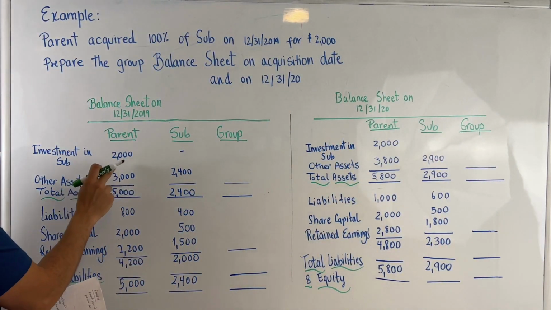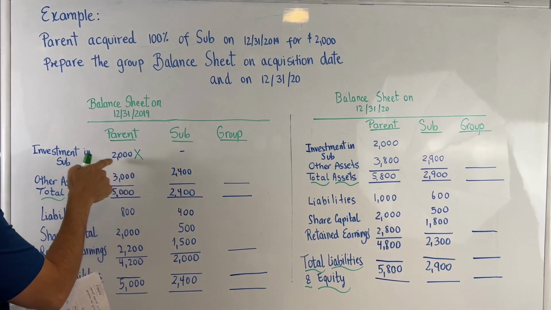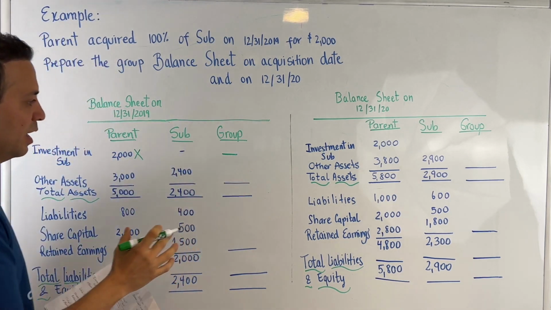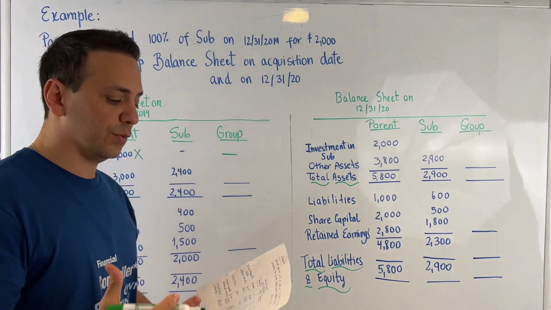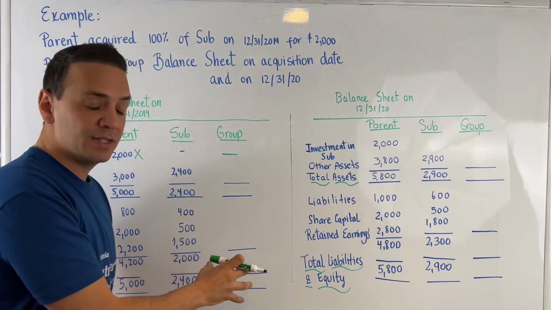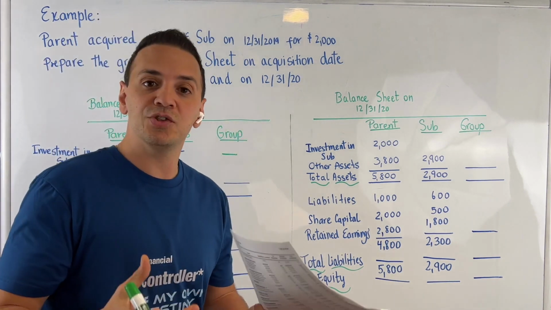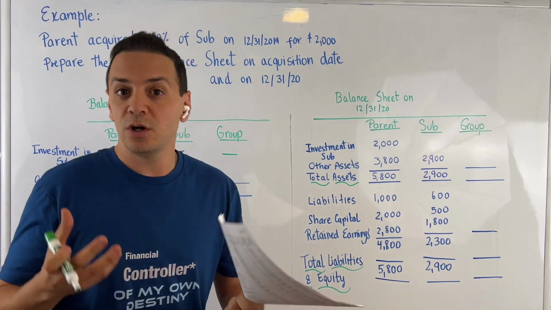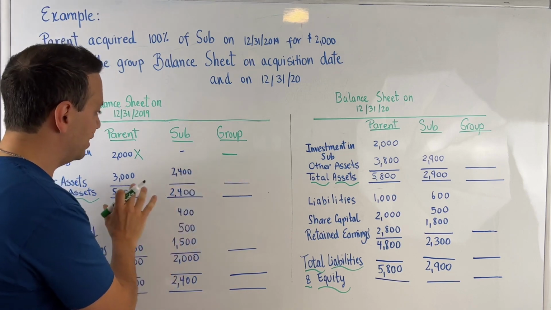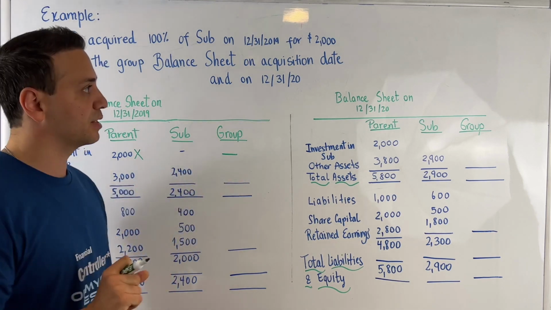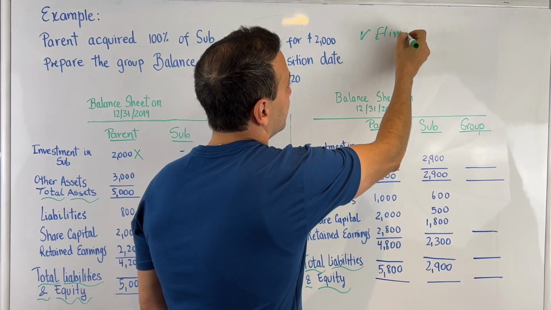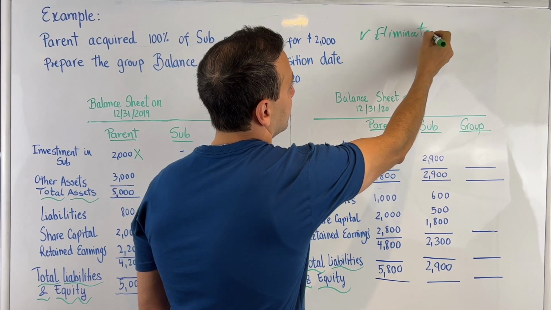So the first step is that we're going to eliminate the investment in sub. So when you combine the group, this will be 0, right? Because the idea is that when you have 100% ownership in the sub, instead of recording an investment on a group basis, you're going to combine the assets and liabilities, right? And when you own the assets and liabilities, that's almost equivalent to owning an investment in the sub. So you're going to eliminate the investment in the sub, and then you're going to combine the assets and liabilities of the sub. So the first step is going to be to eliminate the investment.